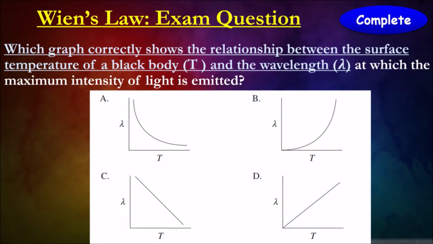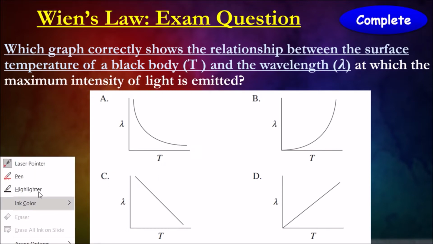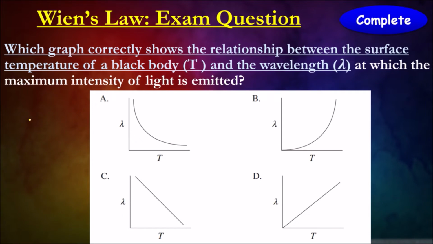Okay, so we move on to a multiple choice question. It's asking which graph correctly shows the relationship between the surface temperature of the black body and the wavelength at which maximum intensity of light is released. So, at max intensity, according to the equation, lambda max is b over T. Now, given that b is a constant, that means that lambda max is inversely proportional to T. So as T increases, lambda decreases.